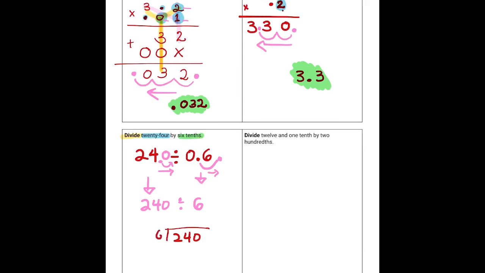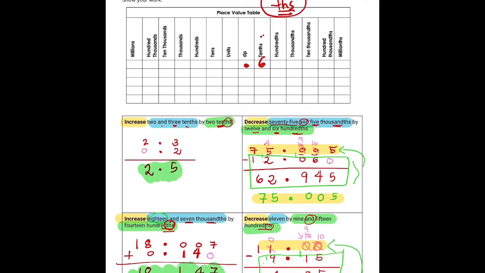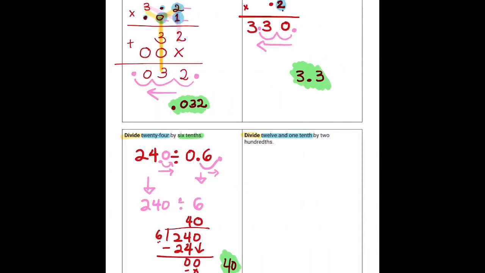So let's solve it. 240 divided by 6, 4, 24, 0, bring down the next 0. 0 divided by 6 is 0. 0 times 6 is 0. No remainder. So the answer is 40. Okay? And finally, the last one, it says divide 12 and 1/10. Okay? So 12 and 1/10. And what do I divide it by?